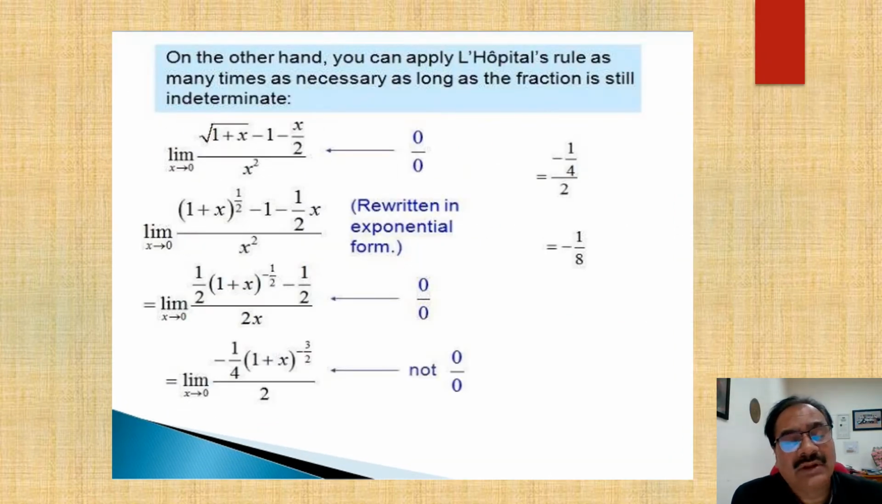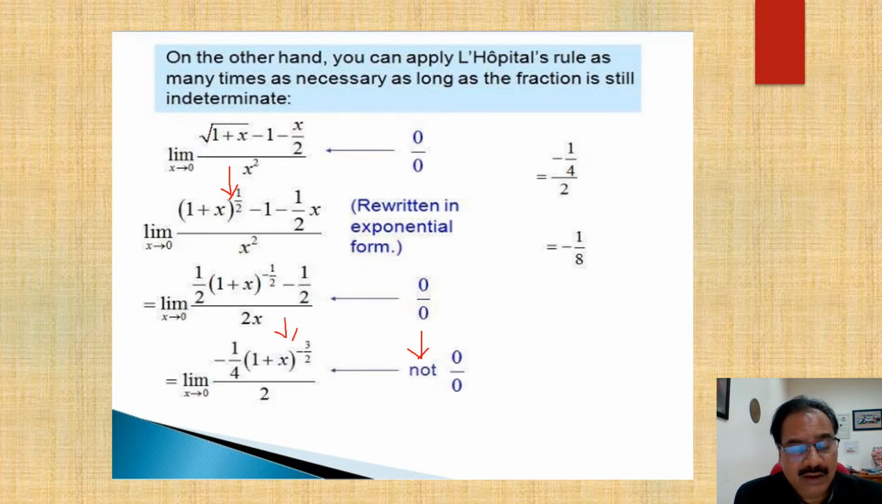On the other hand, you can apply L'Hospital's rule as many times as necessary, as long as the fraction is still indeterminate, like this. Limit x tends to 0, this. The form is, of course, 0 by 0. Now you may rewrite it in exponential form and then differentiate it. So limit x tends to 0, half times (1 plus x) power minus half by 2x. Again, this is 0 by 0.